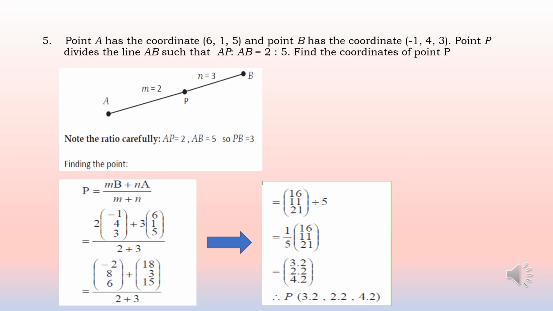So our final answer is 16 over 5, which is 3.2, 11 upon 5, which is 2.2, and 21 upon 5, which is 4.2. And because we are finding the coordinates of point P, we have to ensure that our answer is written as a coordinate. So final answer, point P is equal to (3.2, 2.2, 4.2).